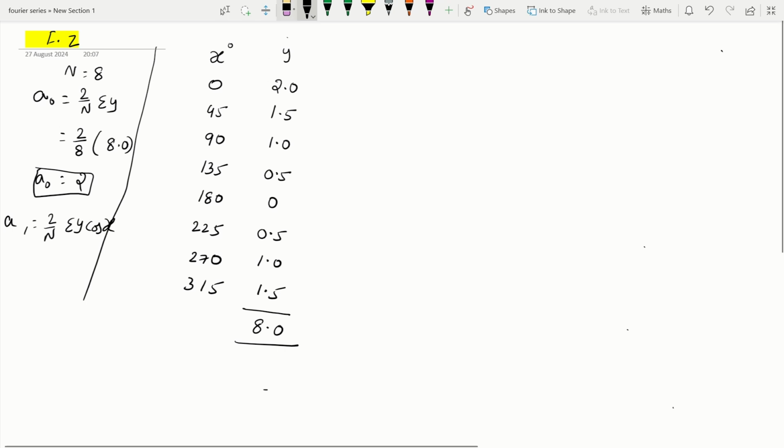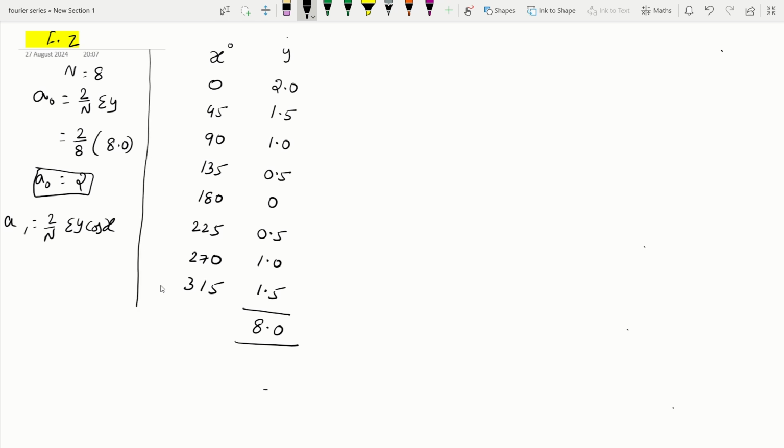Here, this is on the laptop, so the symbol is not coming properly. If it is on the board or in a book, we may draw it properly. Okay, fine. See here, this is the formula: A1 is 2 by n into summation y cos x. First you need to calculate cos x values, so make one column with cos x values. Use your scientific calculator, the cos symbol will be there. X value is 0, cos 0 is 1.